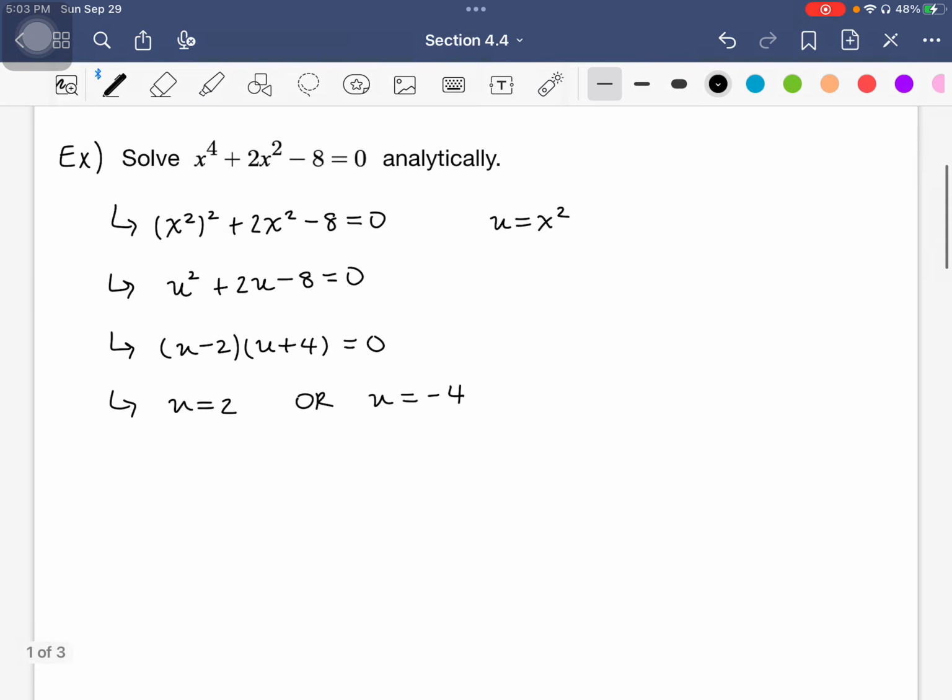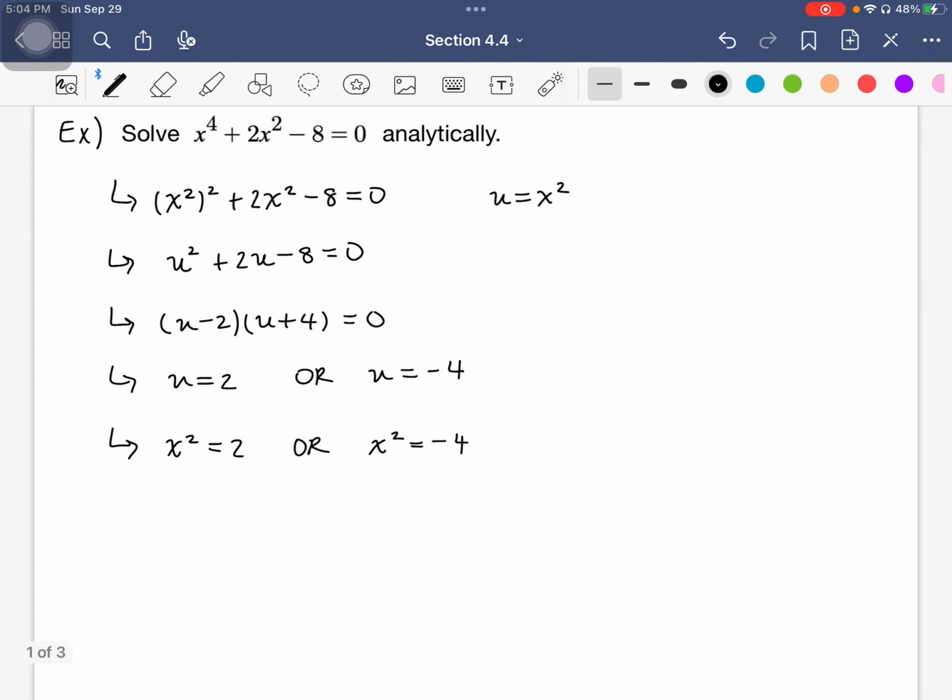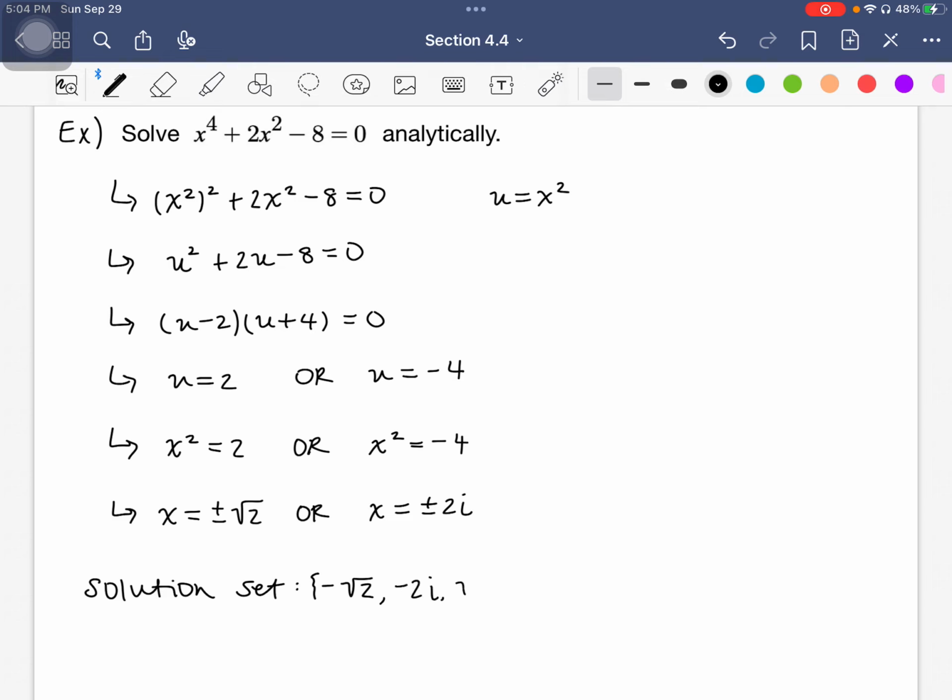or both. But remember, we said u is equal to x squared, so this means that x squared is going to be equal to 2, or x squared is going to be equal to minus 4. Now solving for x, we'll get x is equal to plus or minus the square root of 2, or x is equal to plus or minus 2i. And then we can conclude that our solution set are going to be those four values: minus square root 2, minus 2i, positive square root 2, and positive 2i.